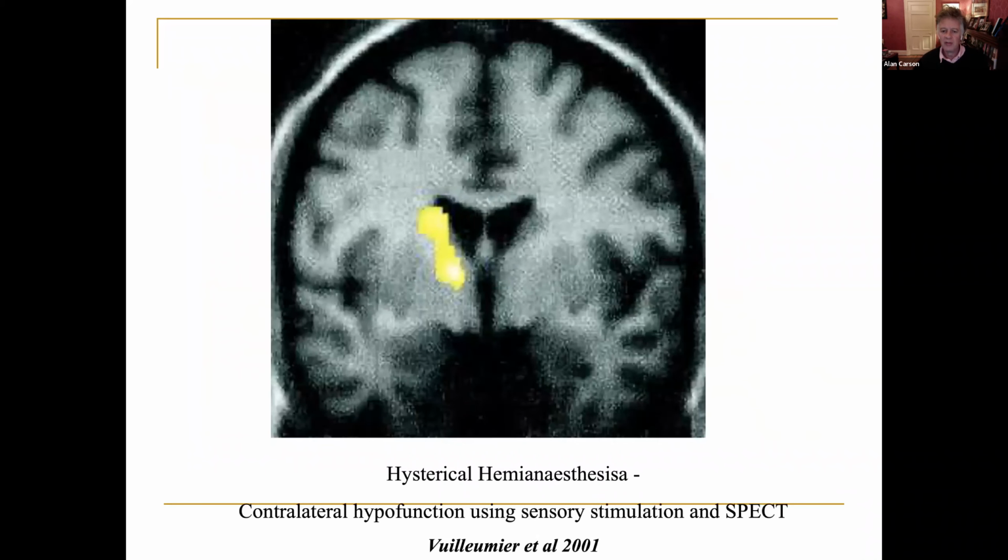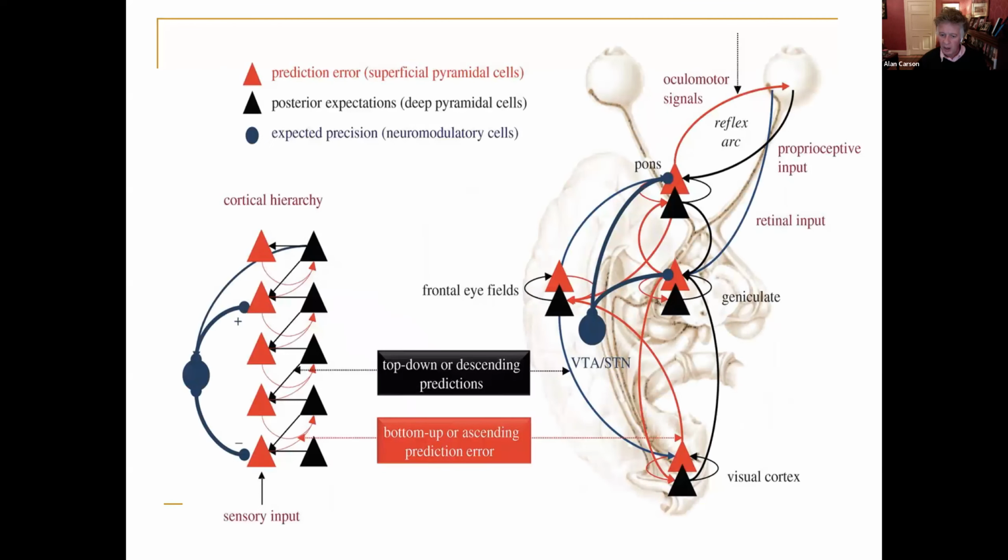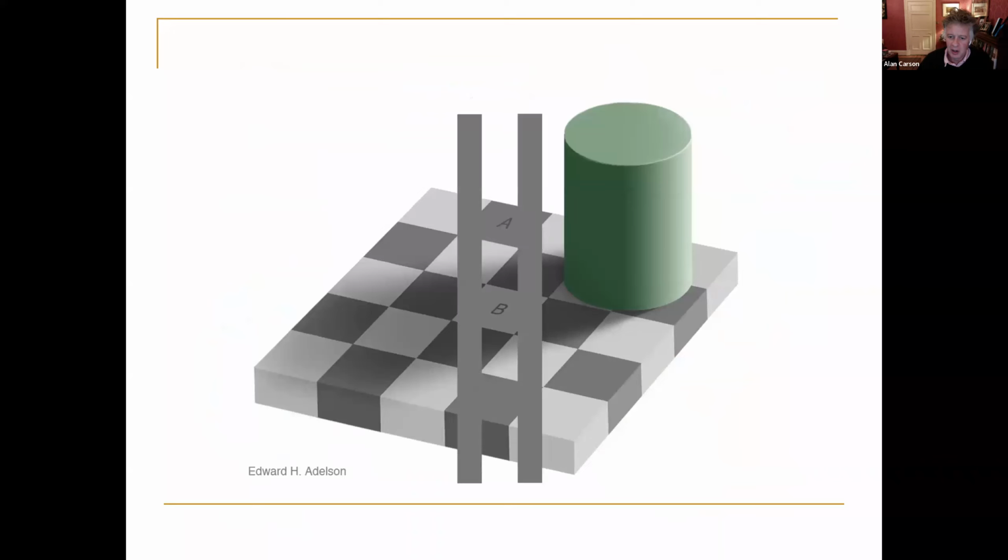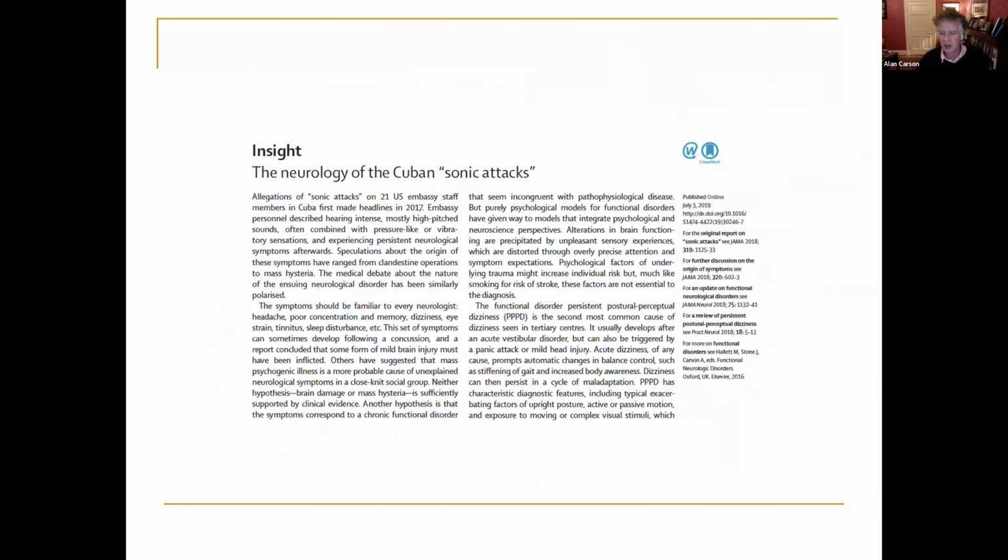We enter the era of functional imaging, and expectations over time. People are building models now on the idea of top-down expectation. I'm going to skip this just in the interest of time, because I want to finish on the idea of stories and the Cuban neurology of sonic attacks. You know, is this a sonic weapon as yet undiscovered, or were they a functional disorder?